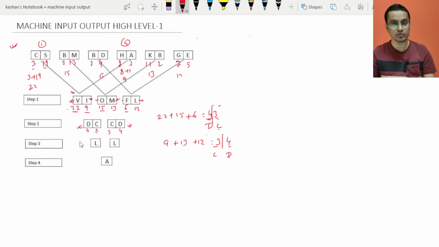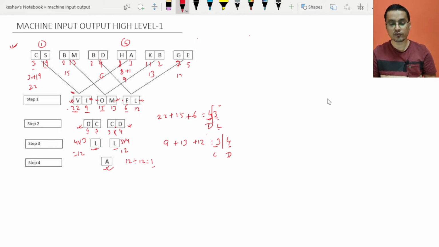Now let's move to step 3. If I multiply 4 into 3, what will it be? It will be 12. So which alphabet has the ranking 12? That is L. Now again multiply: 3 into 4 is equal to 12. So again 12 here. Now just divide: 12 divided by 12 means what? 1. Which alphabet has the ranking 1? Obviously A. I hope you understood the logic of this first question.